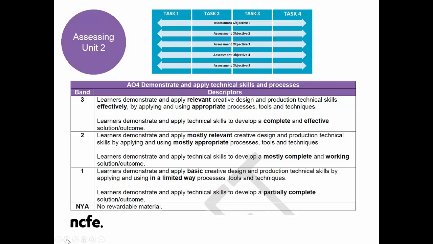So when it comes to assessing Unit 2, you will need to wait till the learner has completed all the tasks before you carry out your assessment. You will mark each of the assessment objectives individually, but the learner might provide evidence for one AO in a few of the different tasks, so it's important to look at the final projects holistically.